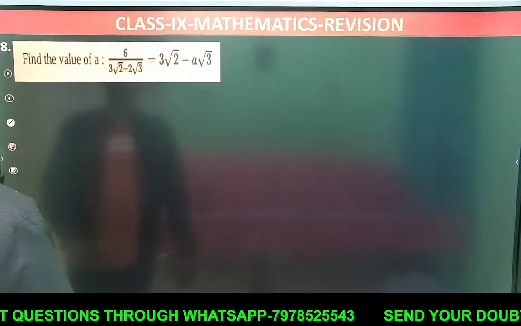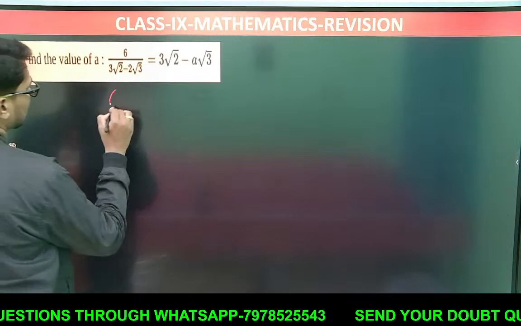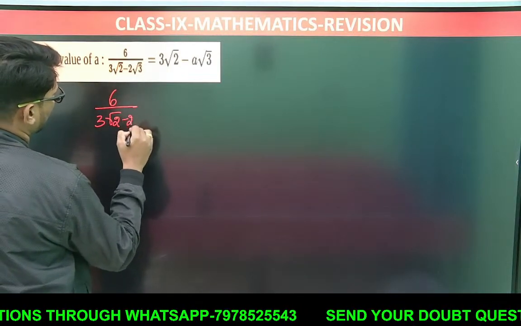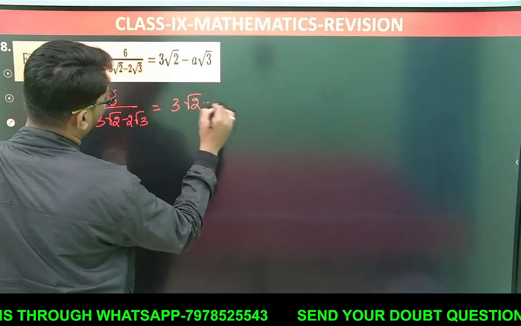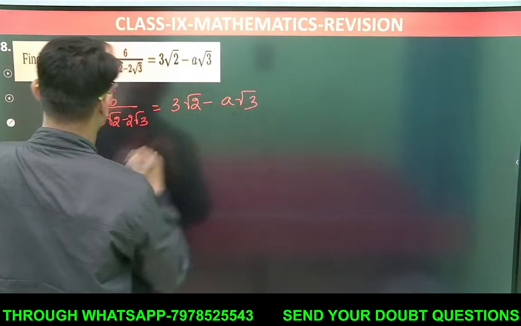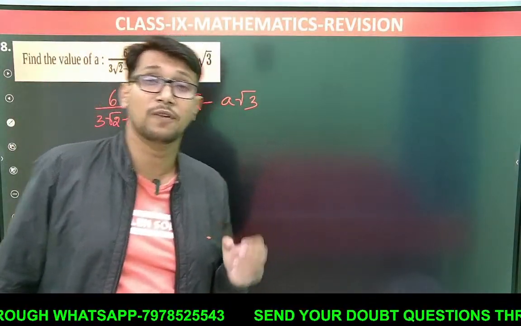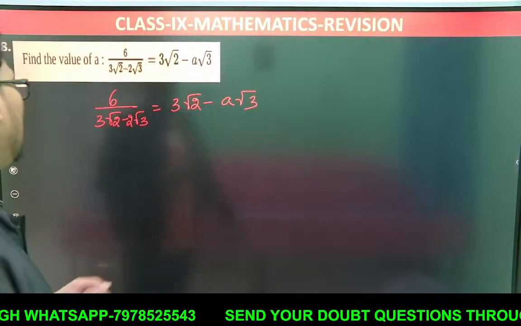So now this is the value. Find the value of a in this question. The question is saying 6 by 3 root 2 minus 2 root 3 is equal to 3 root 2 minus a root 3. Question is find the value of a. How do we find out the value of a? By rationalizing the denominator, we can find the value of a.